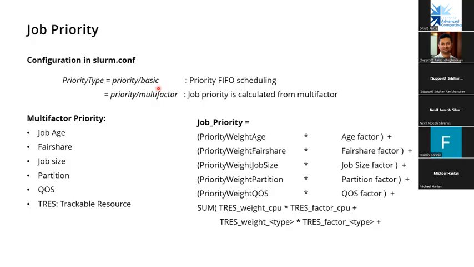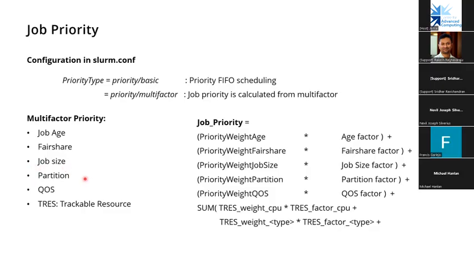But in multifactor, this is what we typically have on our clusters. It calculates the job priority value based on different factors. These include job age, the amount of time that a job has stayed in the queue, fair share, which actually is a major factor in scheduling the jobs. Then you have job size, which is, is it a smaller job or bigger job? Again, we have configurations to enable or disable this, or change this behavior.